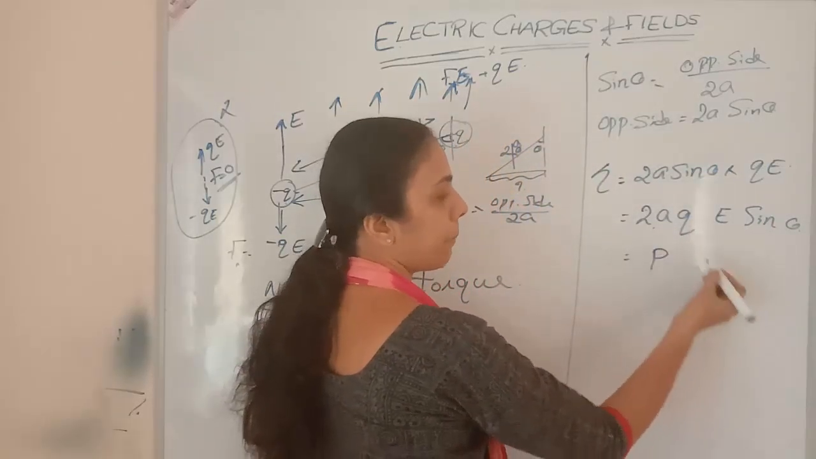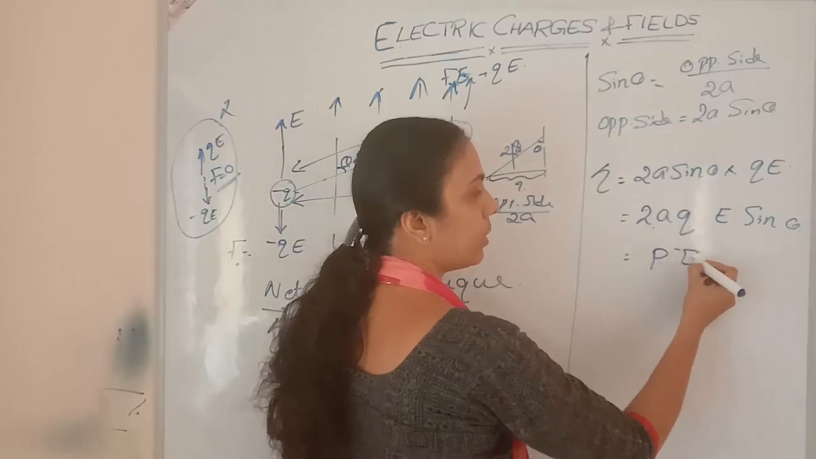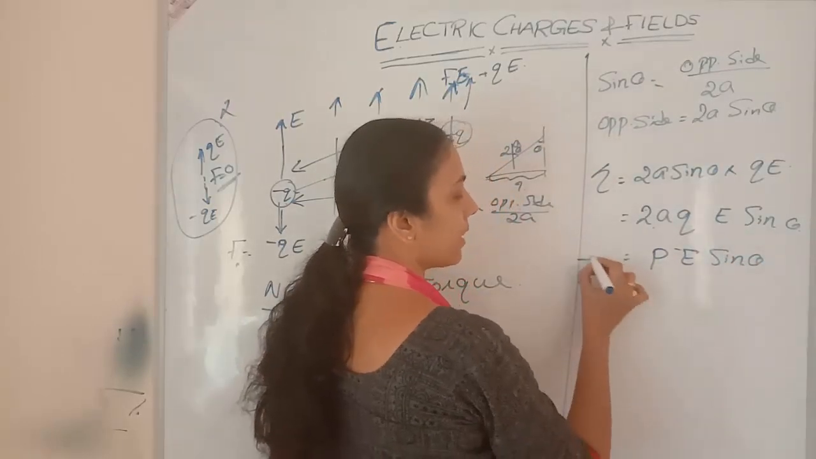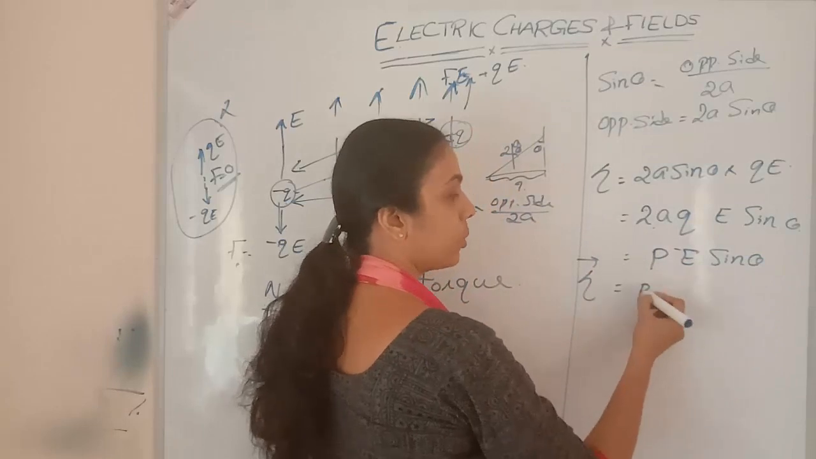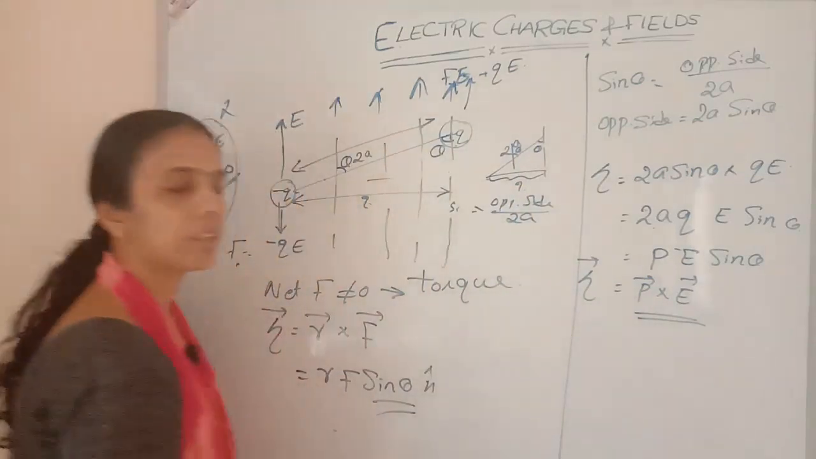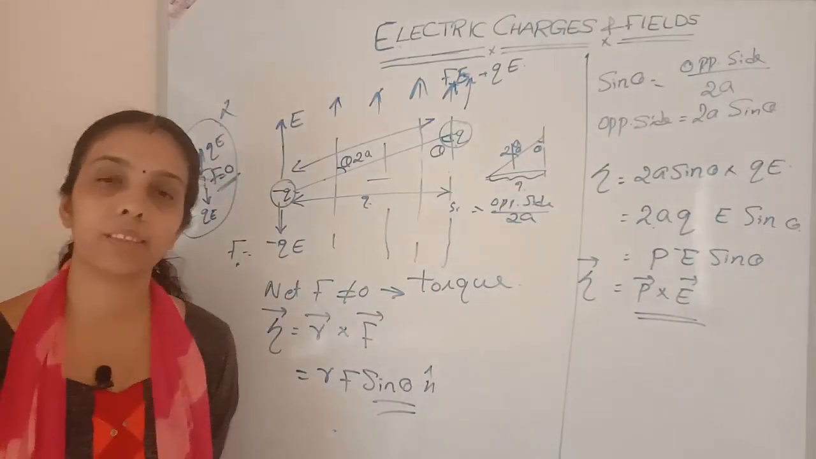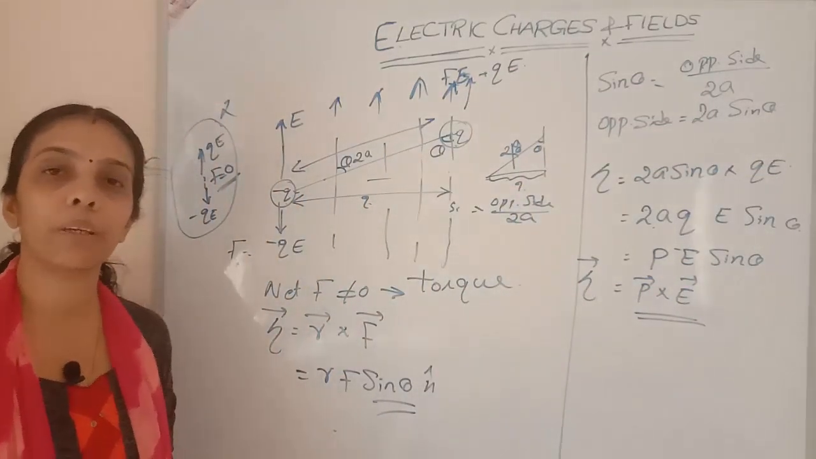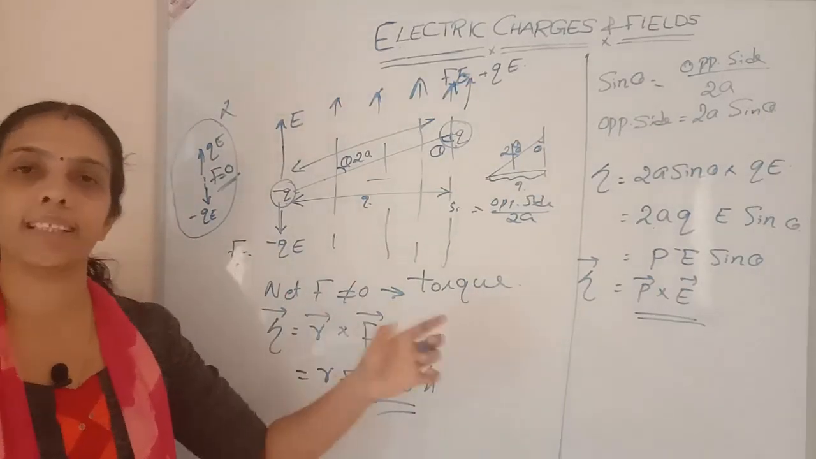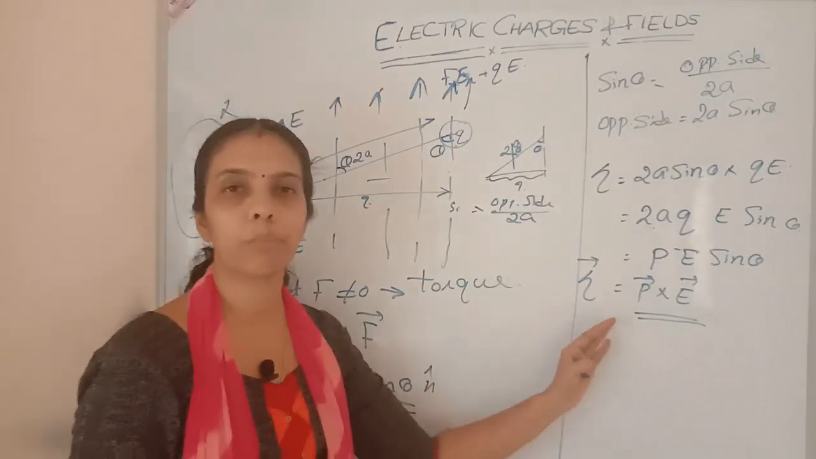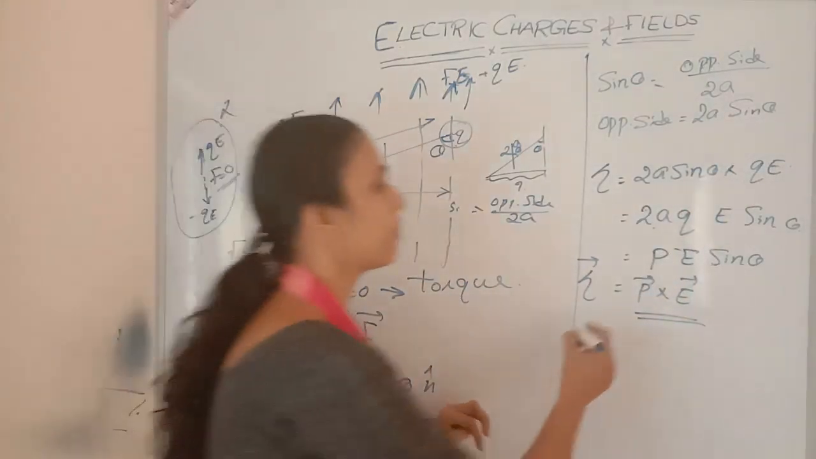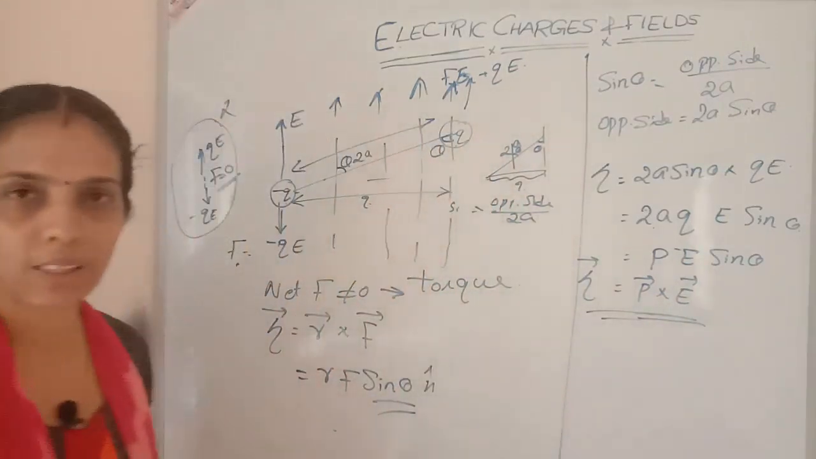That is PE sin theta. If I am representing this as tau, vector tau, I can write it as P cross E. As per this cross product, in which direction will the vector be? It will be perpendicular to both P and E. The direction of torque will be perpendicular to both P and E. Clear? This is how we are finding out the torque acting on the system.